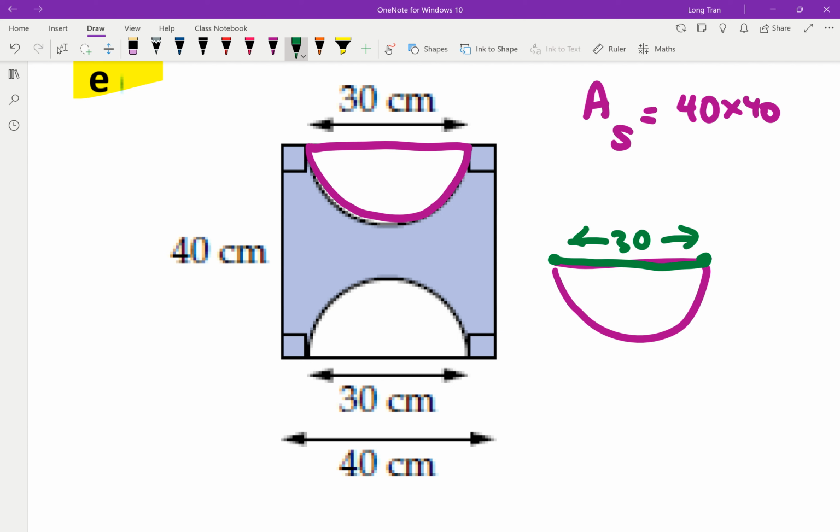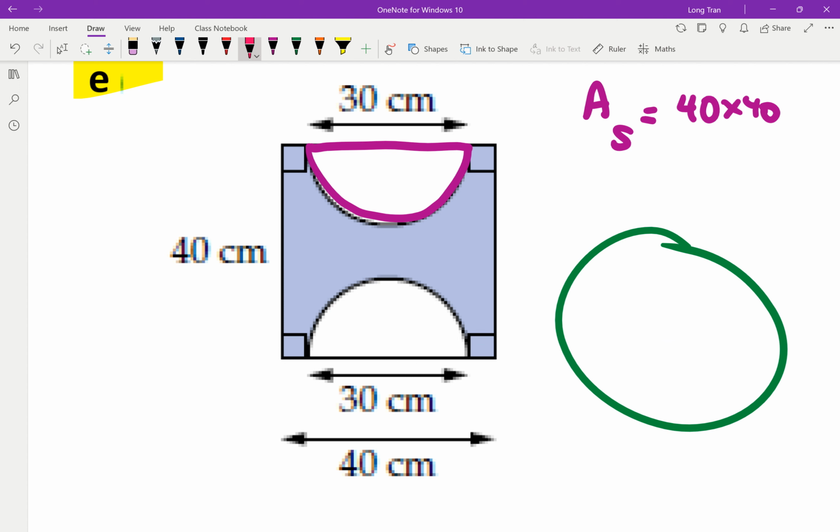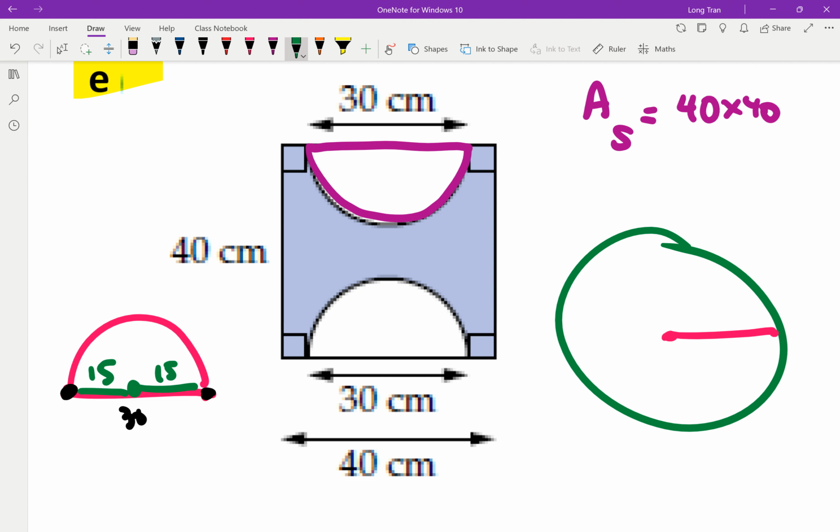It's not 30. The radius is not 30 because remember, in a full circle, radius is only from the center out. Whereas in this one, you've got half a circle and from this point to this point, it's already 30. A radius is from the center out. So that means this has to be 15 and this has to be 15. So radius is 15, diameter is 30. So now you know the radius is meant to be 15. How do you find the area of half a circle again?